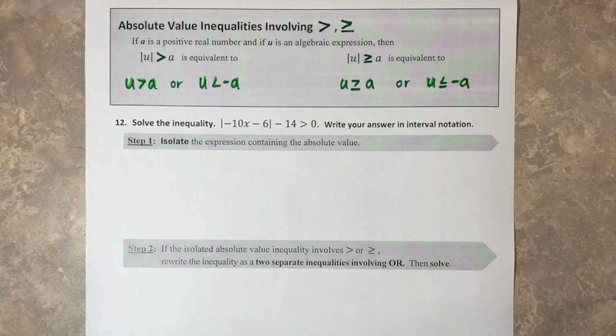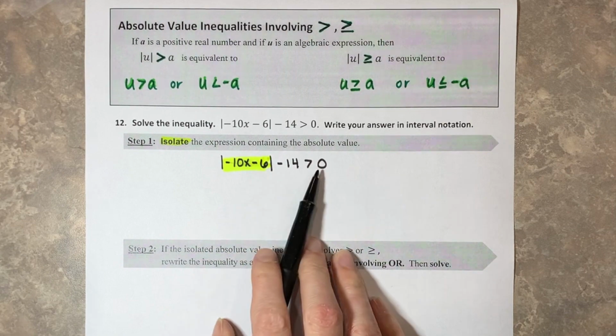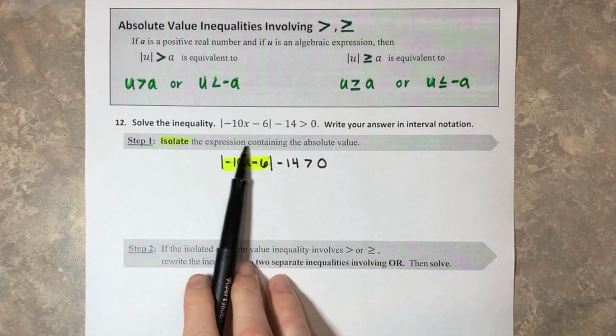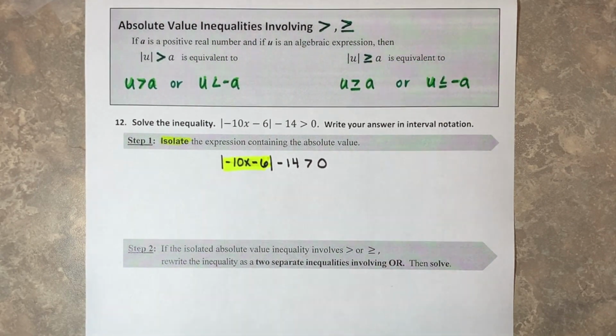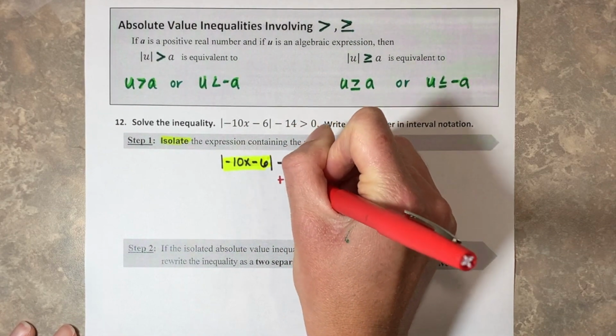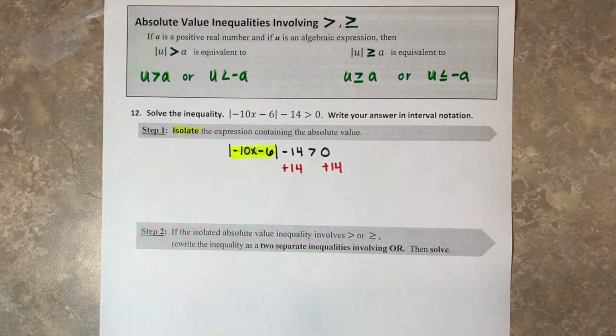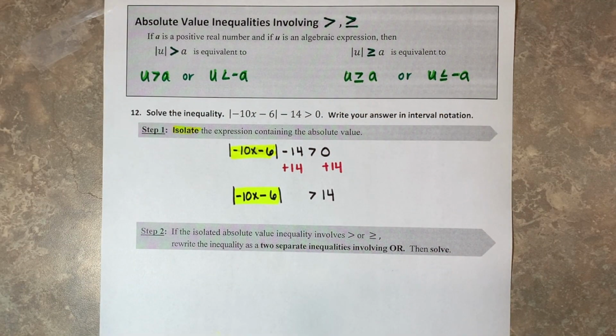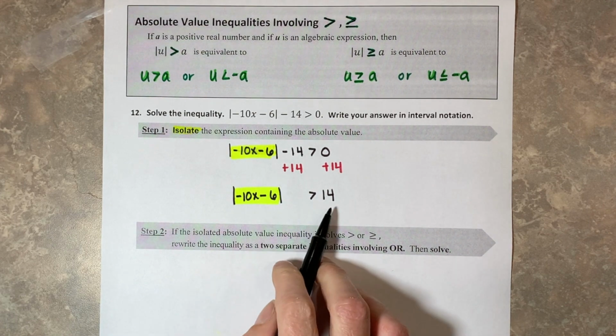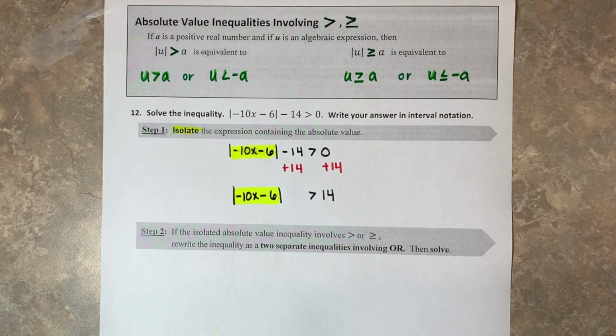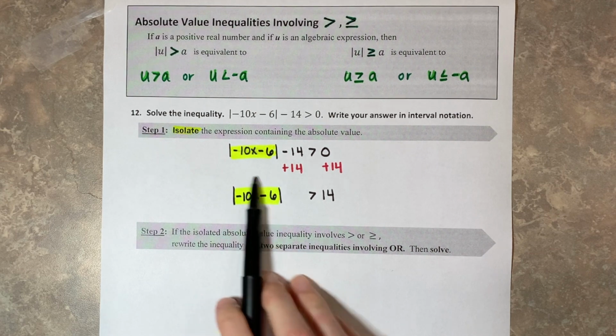So let's solve this absolute value inequality right here. The first step of any absolute value inequality is we need to isolate the expression containing the absolute value. So I've started by copying down the original problem. Now we want to isolate this absolute value expression right here. To do that, let's add 14. And that will leave us with the absolute value of -10x minus 6 is greater than 14. So we've successfully isolated our absolute value expression.